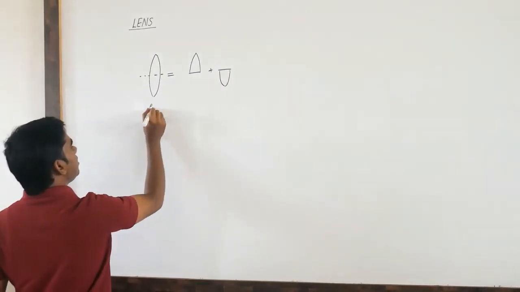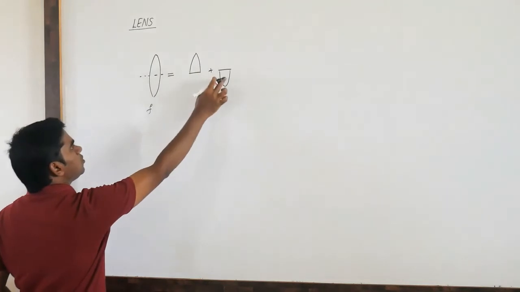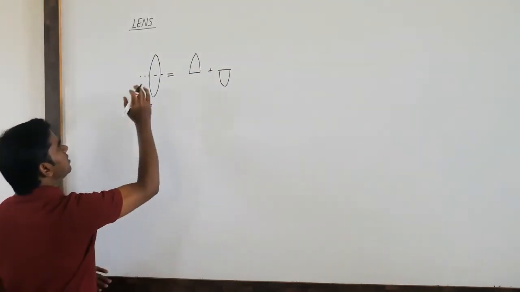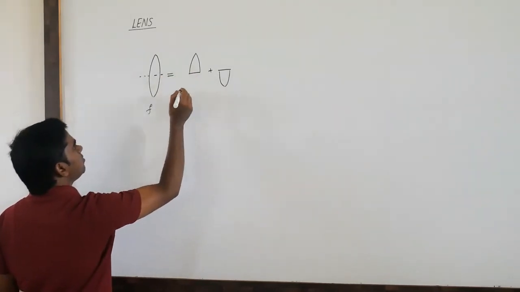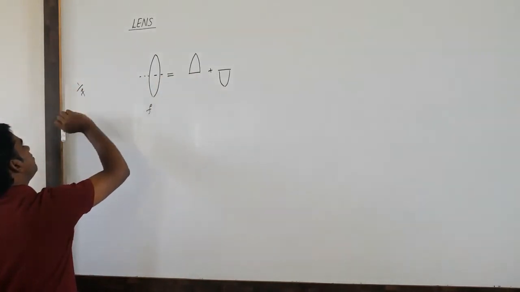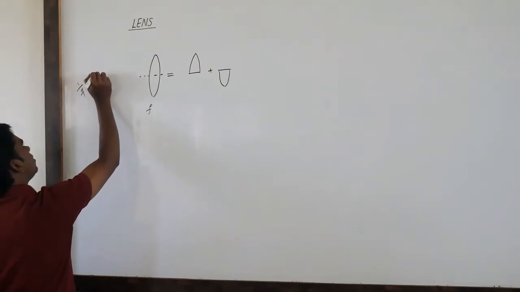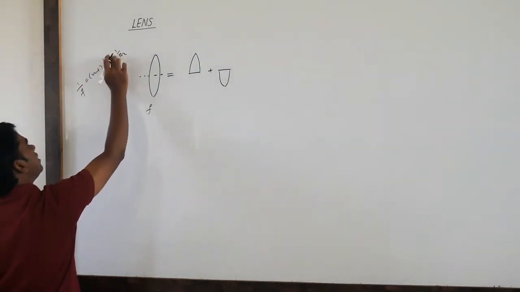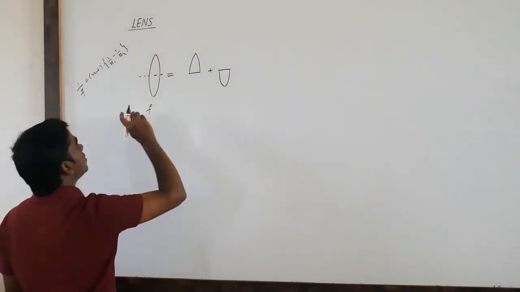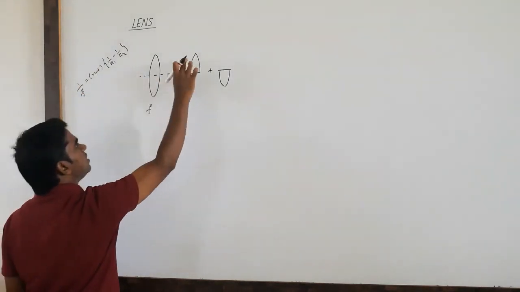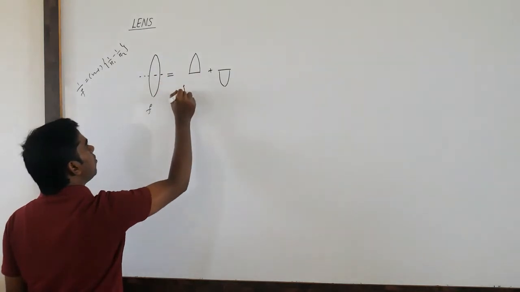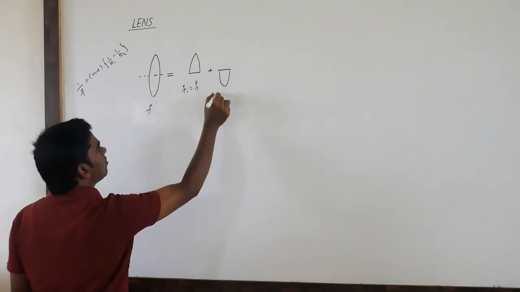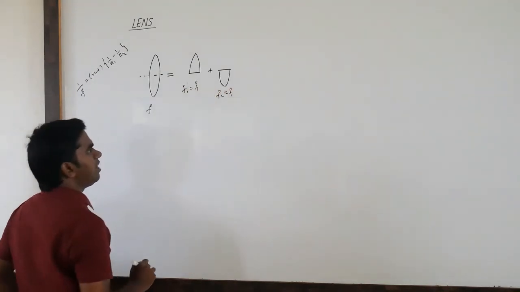If its focal length is f, since the radius of curvature of these two parts is not changing, the focal length will not change, because we have already discussed that 1 by f depends upon the radius of curvature. Since the radius of curvature is the same, the new focal length is also equal to f only.